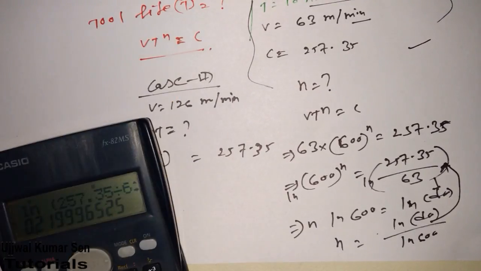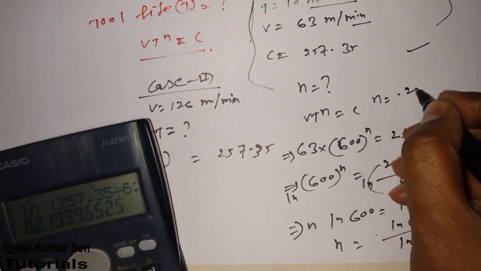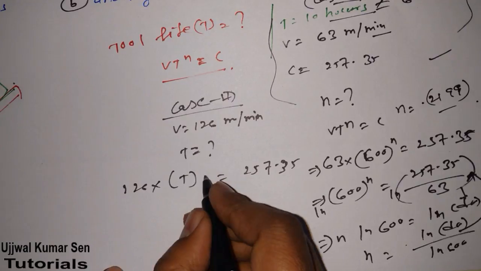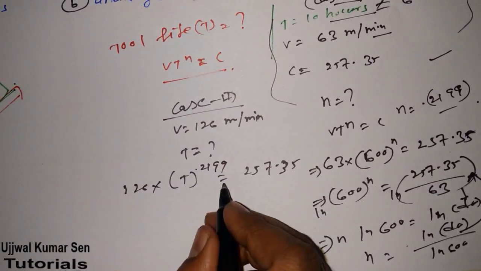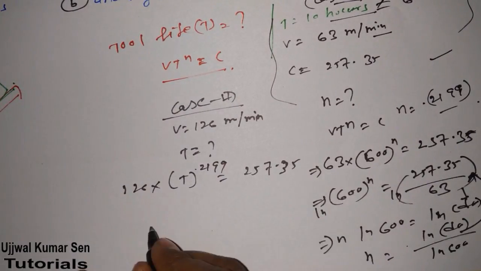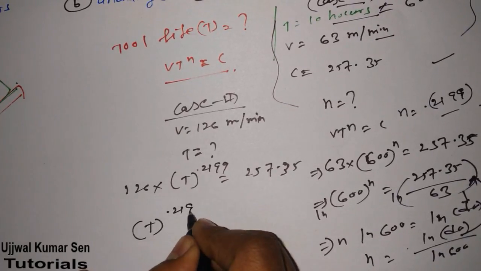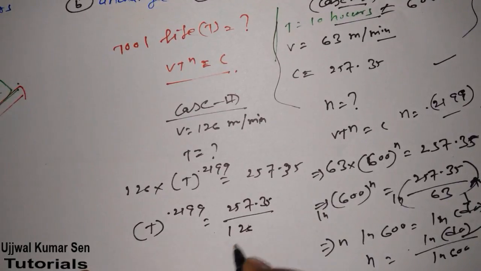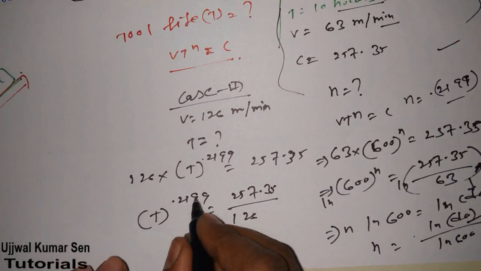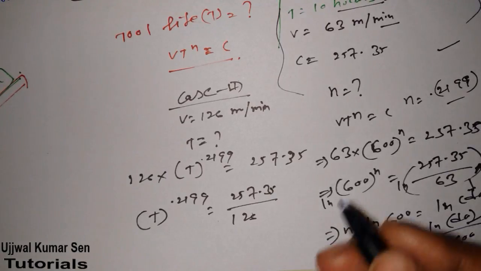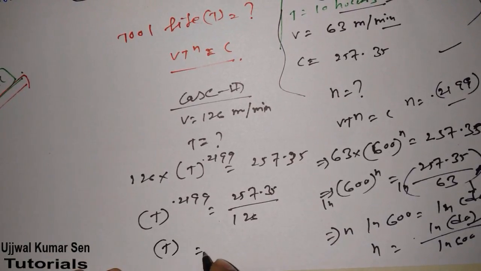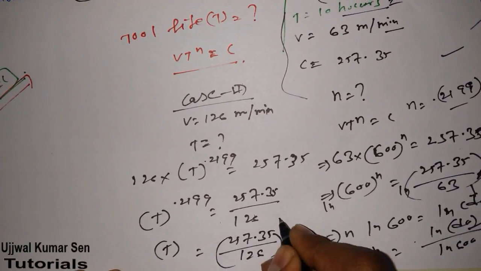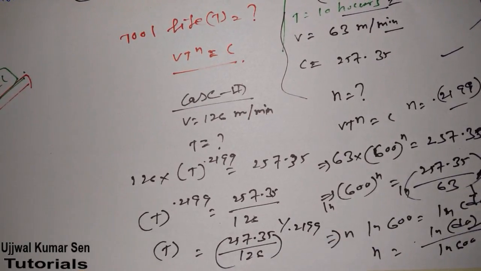We are getting n is equal to 0.2199, right? So I can write here 0.2199. Now I have to send this value to this side. So T to the power 0.2199 is equal to 257.35 by 126. Now if I send this exponent to that side, the reciprocal will happen. So T is equal to 257.35 by 126, to the power 1 by 0.2199.